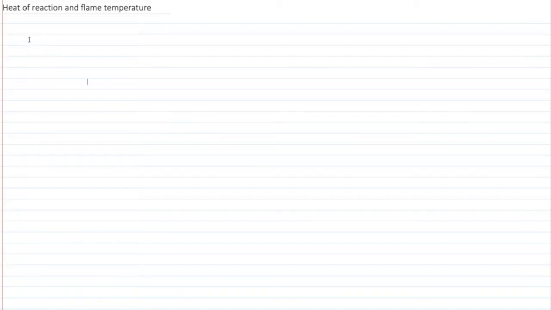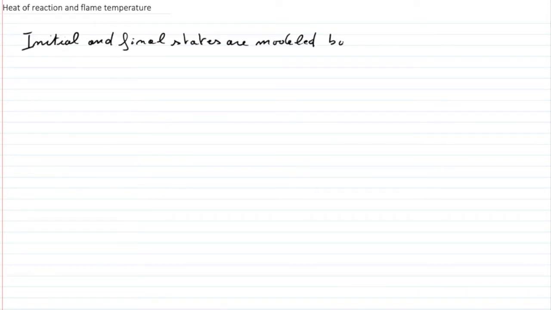We will now apply the first law of thermodynamics to compute the heat of reaction and the so-called flame temperature, which is, to be more accurate, the temperature of the burned gases. Initial and final state will be described by a global reaction. A global reaction is formalized as follows.